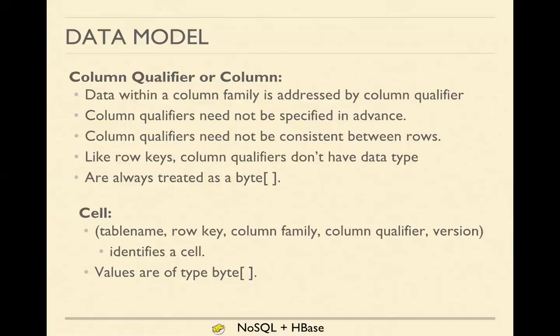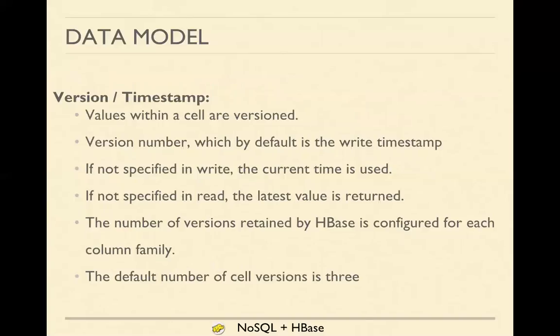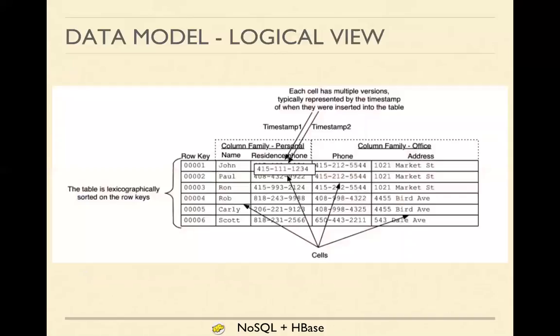Third is the cell. A cell contains the actual data. A cell can have multiple versions, and a cell can also contain binary data. There is no data type per se for the actual data. Every cell has versions. By default, three versions, the last three values of each cell, are kept. These versions by default are based on time, but you can manipulate them and keep different criteria for the versions of each cell value.